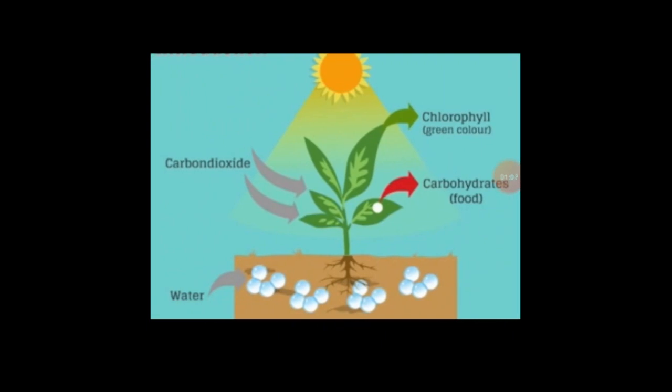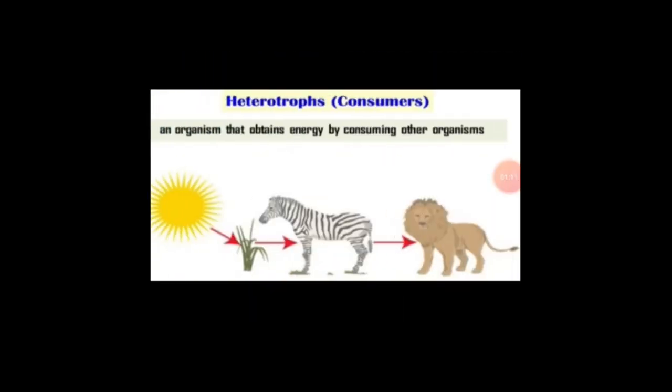The photosynthesis process is not only important for plants, but it is also important for heterotrophs, organisms which are not able to produce their own food. They obtain food from other organisms. If they are herbivores, they obtain food from plants, and if the animal is a carnivore, it feeds on other animals. This sequence is called the food chain.